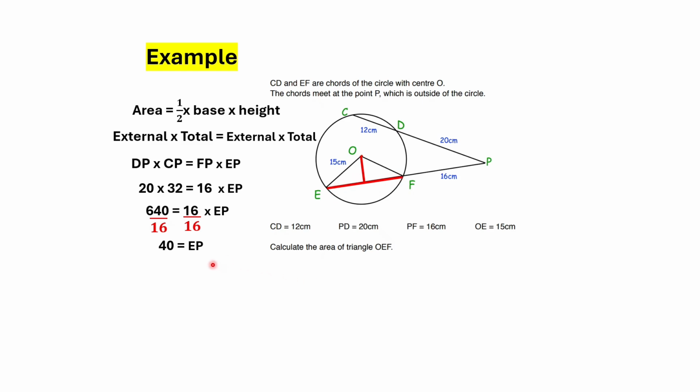EF is going to be 40 minus this part. So it's 40 minus 16, which is 24. That's very good. So we got this part to be 24. Now we just need the height.